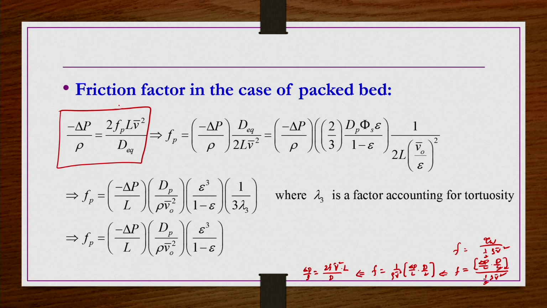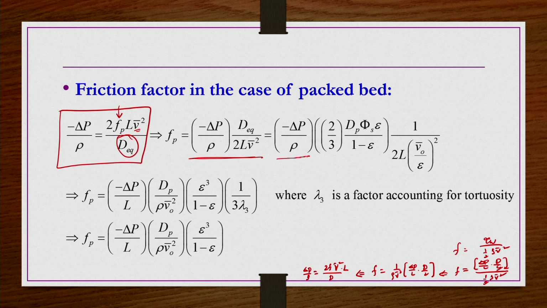Now, for f we are writing f p, where p stands for packed bed, in order to differentiate between the friction factor for an empty column or empty pipe, and the friction factor for a column having packed material. So, this f p is for the packed bed, and d is replaced by d equivalent. Similarly, v bar is replaced by v naught bar by epsilon. From here we want to find the friction factor. So, let us keep f p on one side, and the remaining terms are minus delta p by rho, d equivalent by 2 L v bar square.